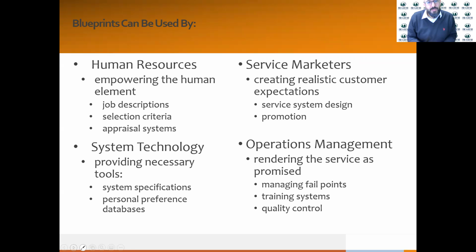Service marketers could be using the blueprint for service system design. They want to design a system to create a realistic customer experience. Also, operations managers could use it to look into areas for quality improvement and quality control, and pointing out the failure points. There are some points in the system that can be considered as fail points.